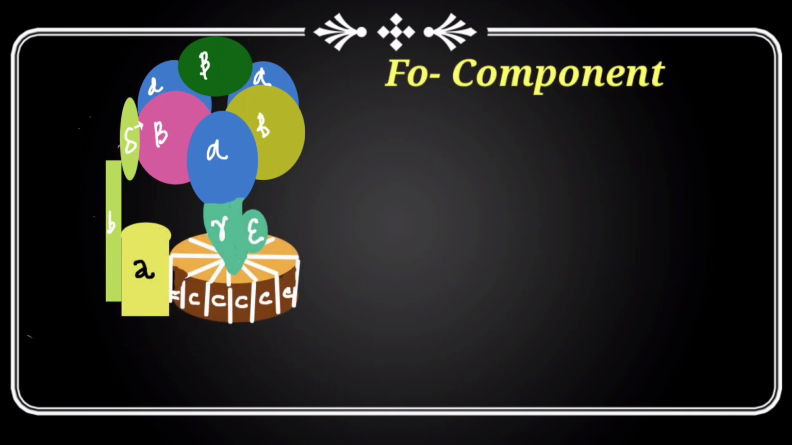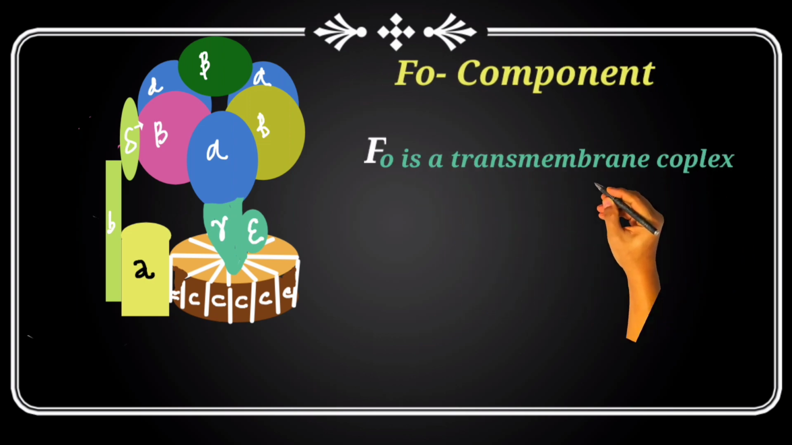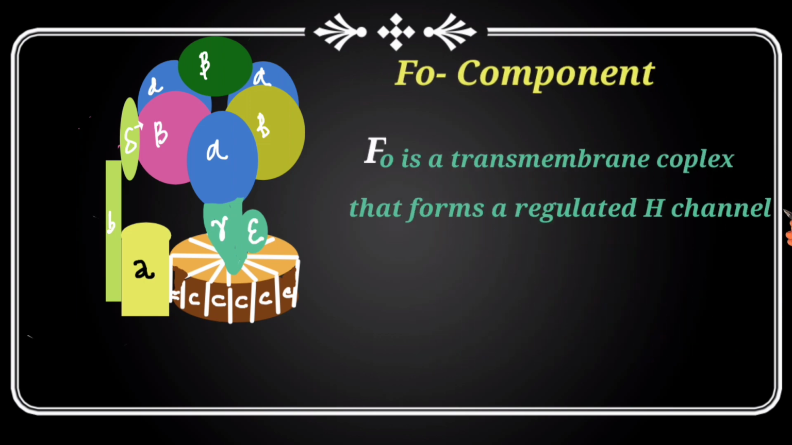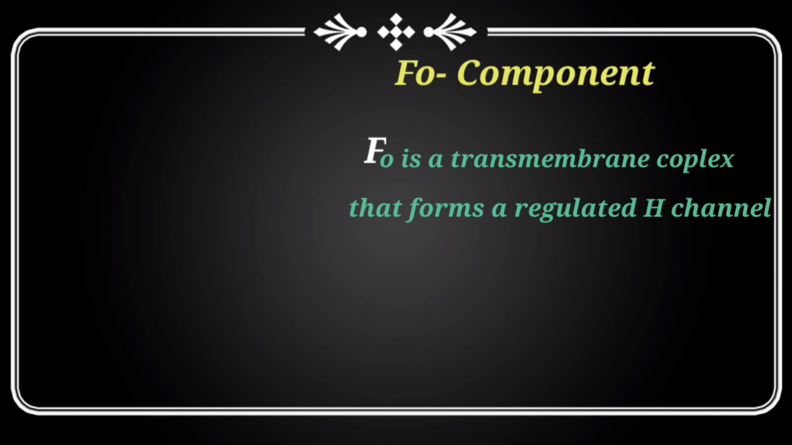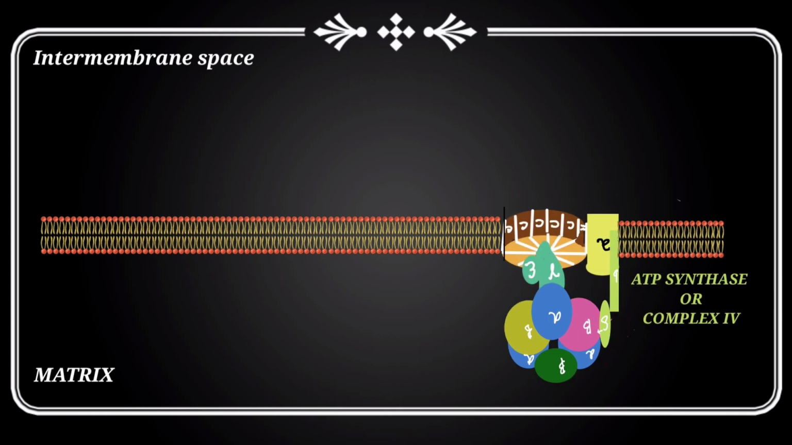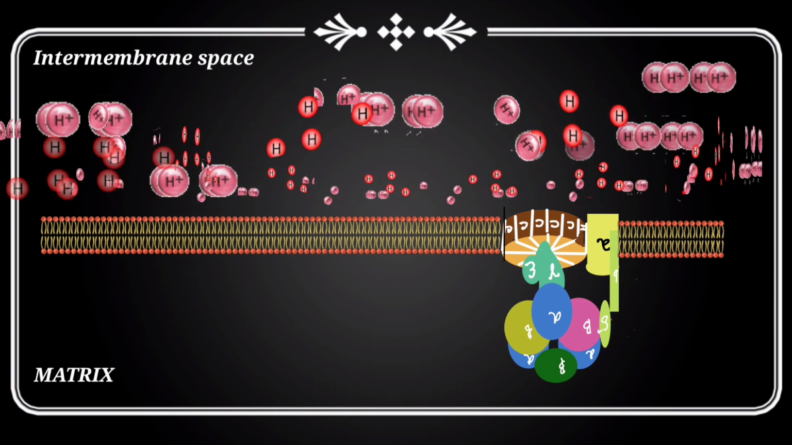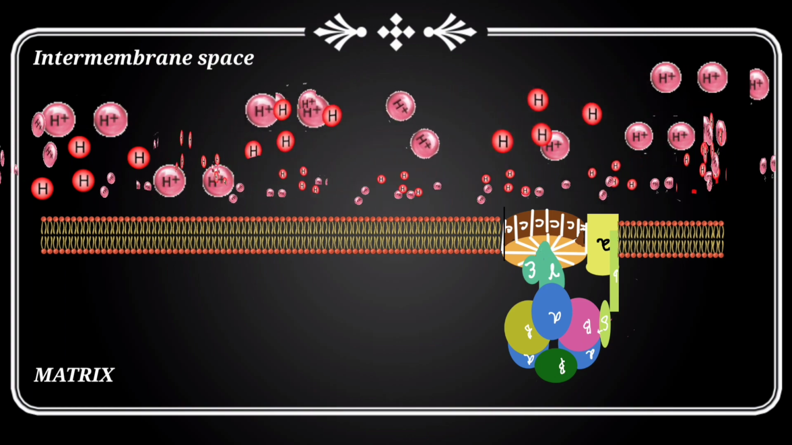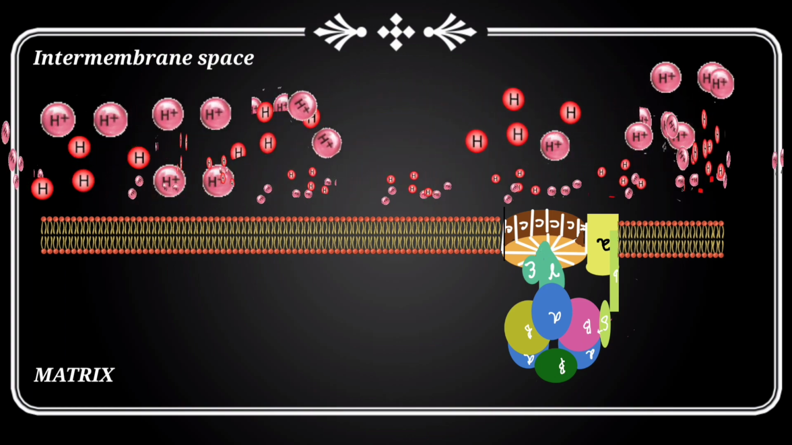F0 component of the ATPase. F0 is a transmembrane complex that forms a regulated proton channel. ATP synthase synthesizes ATP by harnessing the proton motive force. ATP synthase can also function in reverse to hydrolyze ATP and pump H+ across the inner mitochondrial membrane, thus acting as a reverse coupling device.